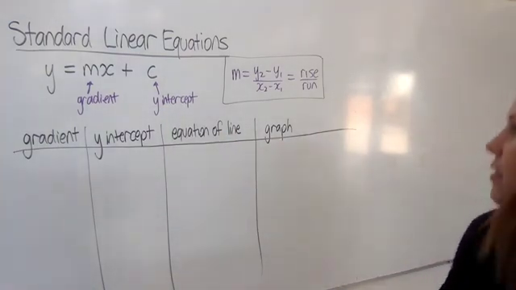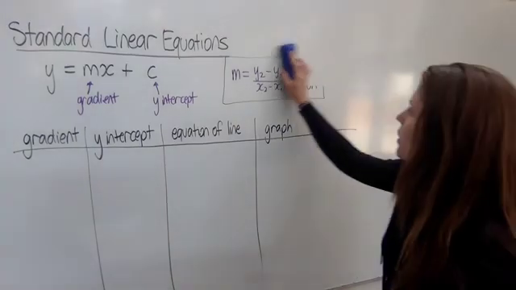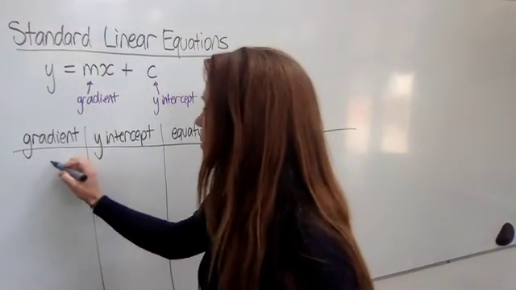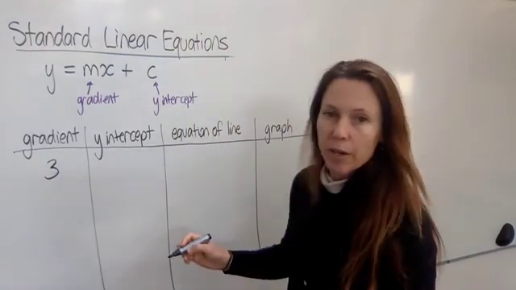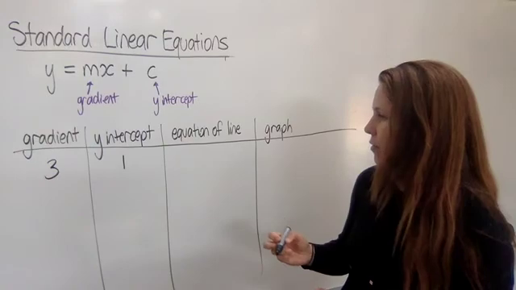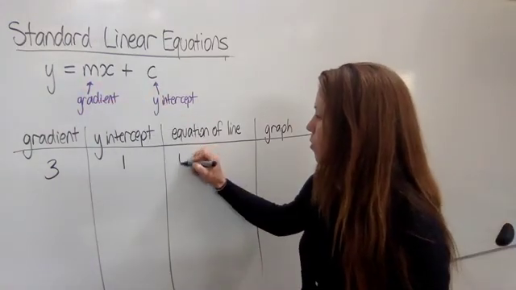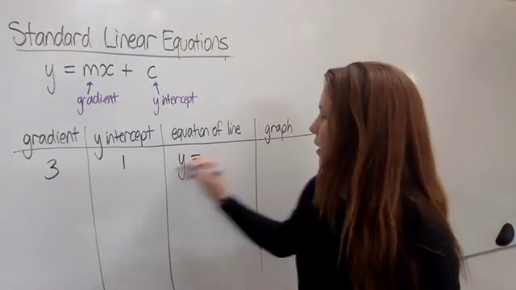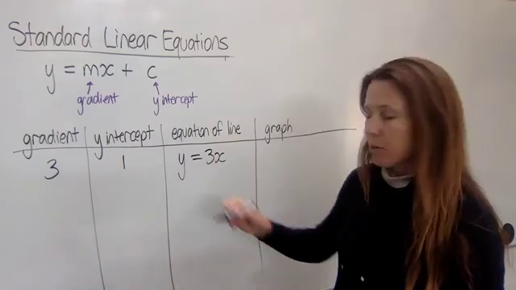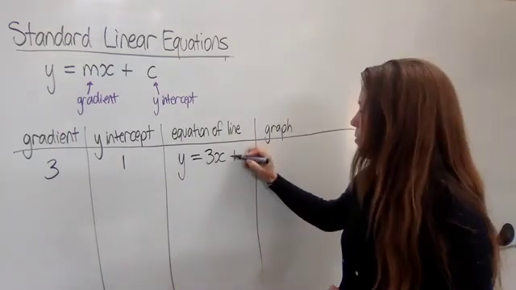But basically in this module, what we need to know is that if we know the gradient, let's say it's 3, and we know the y-intercept, let's say it's 1, then we can easily write up the equation of the line in this form, y equals, well, we find the gradient, stick that in front of the x, and then we write down the y-intercept. It's positive 1, so we write plus 1.